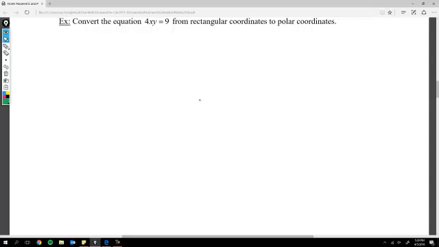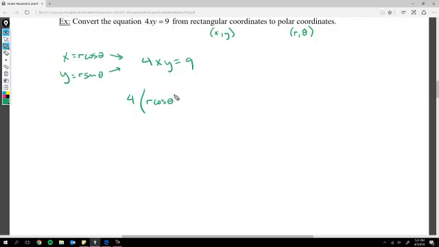Okay, and last problem, we want to convert this equation from rectangular coordinates to polar coordinates. What we mean by that is I have x, y, I want to go to r, theta. So I want an r and a theta in my equation. Well, I know that x equals r cosine theta, and I know that y equals r sine theta. So given that 4xy equals 9, I can just substitute. I can take both of these and plug them in. So x is the same thing as r cosine of theta. y is the same thing as r sine of theta.